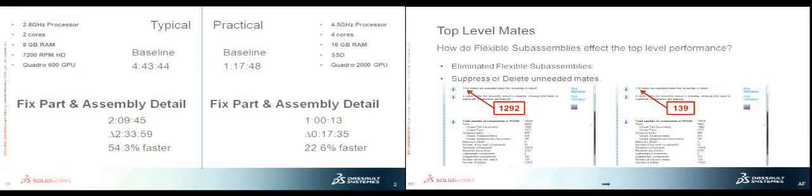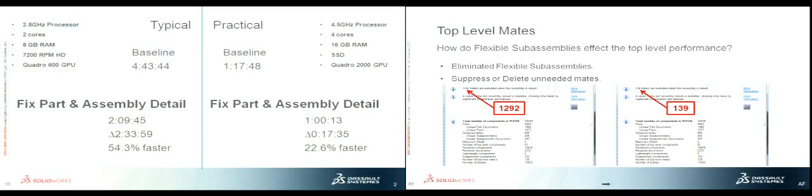Top-level mates. Now, there are a couple of ways to get top-level mates. The obvious one is to have a whole bunch of sub-assemblies and parts at the top-level assembly, all mated together, instead of creating a nice tree-like cascading structure for an assembly. You can get a lot of top-level mates that way. A way a lot of people don't realize that you create top-level mates as well is by using flexible sub-assemblies.